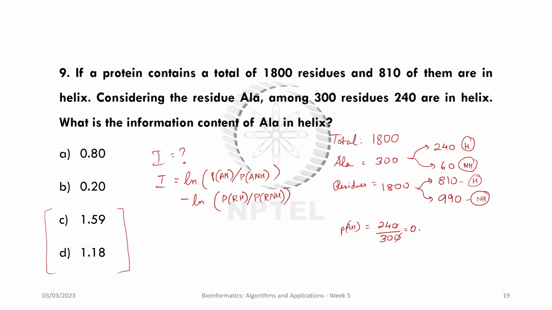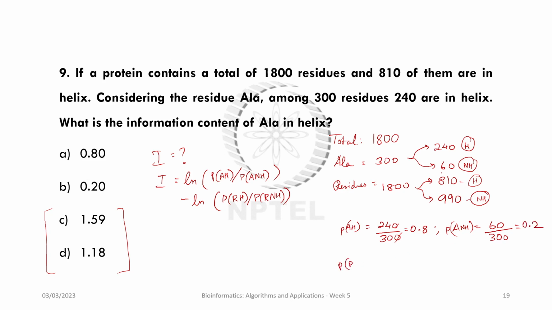So P of AH is equal to 0.8, and P of A not H is 1 by 5, which is 0.2. Instead of everything being SS and not SS, I thought this would be easier for people to follow. You need not follow the same naming, but just get the answers right.